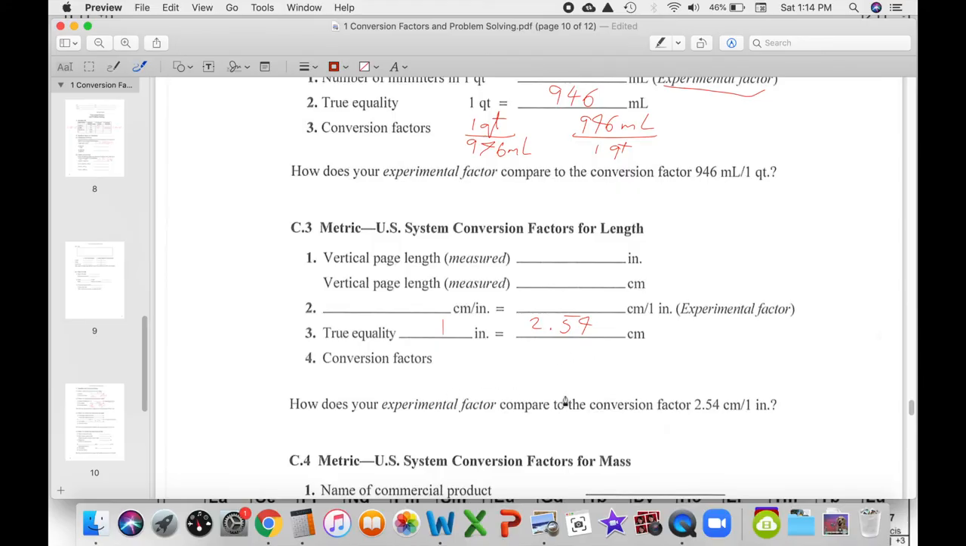And again, the experimental factor, how does the comparison work? Whatever your number of centimeters and your number of inches are, you're writing those two actual numbers here. So this number divided by this number is equal to some decimal. You're going to see how that decimal compares to 2.54. That's the comparison we're doing over here.